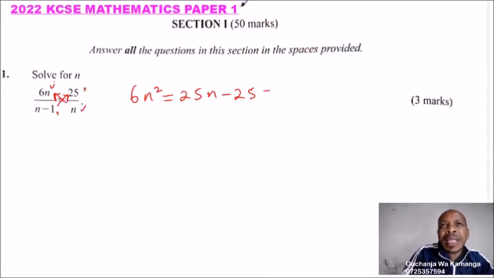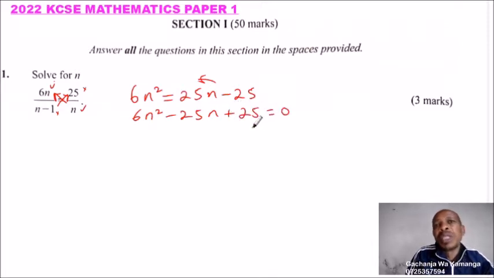So we take this 25n minus 25 to the other side. So 25n becomes negative, so we have 6n squared minus 25n. Minus 25 becomes positive once it crosses the equal sign, so we have positive 25 is equal to 0. This is a quadratic equation.